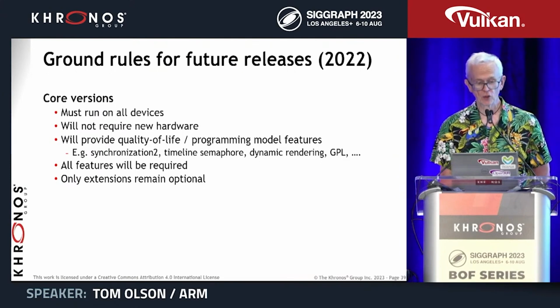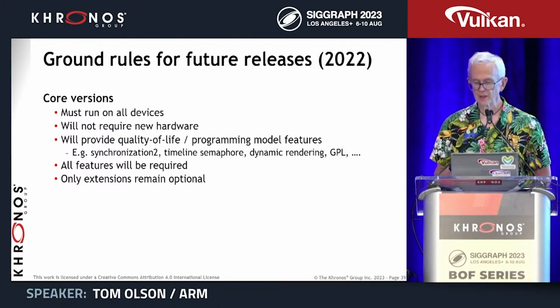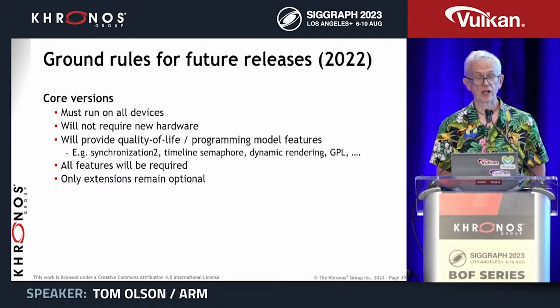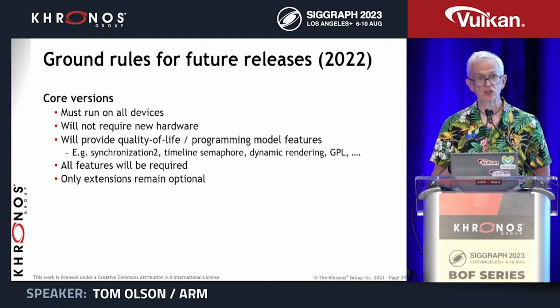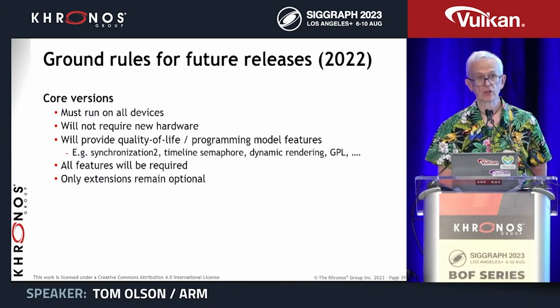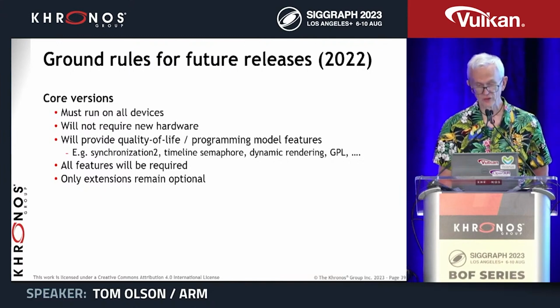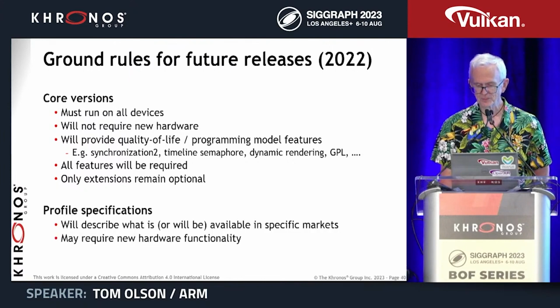That means that core specs typically won't require new hardware features. They provide what we call quality of life enhancements, things that make the programming model better, but don't require new hardware. For example, synchronization 2, pipeline creation feedback, dynamic rendering, and no optional features in new core specs. That is, no new optional features. We can't get rid of the old ones.